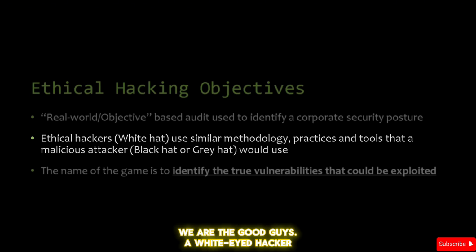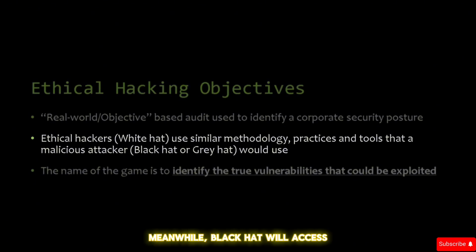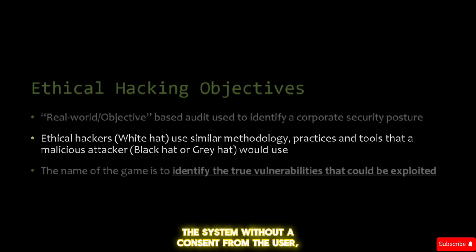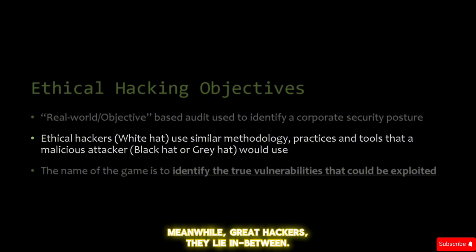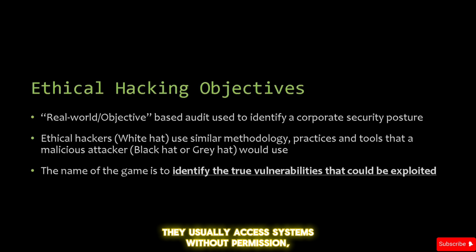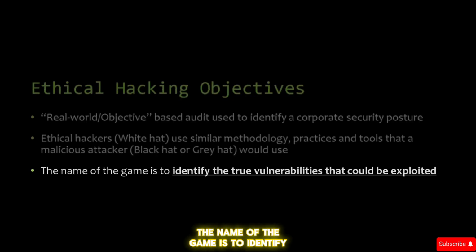We're the good guys. A white hat hacker will have access to the system on behalf of its owner in order to test it and reveal the security weaknesses it has. Meanwhile, a black hat will access the system without consent, without permission from the user, to perform some hidden agenda. Meanwhile, gray hackers lie in between. They usually access systems without permission, but they don't have a hidden agenda. They just do this for their own benefit. The name of the game is to identify vulnerabilities in the system that can be exploited.